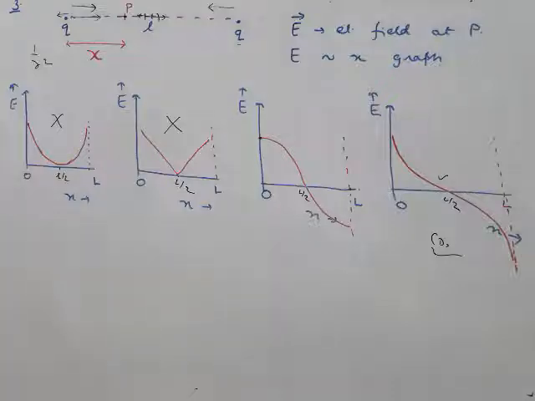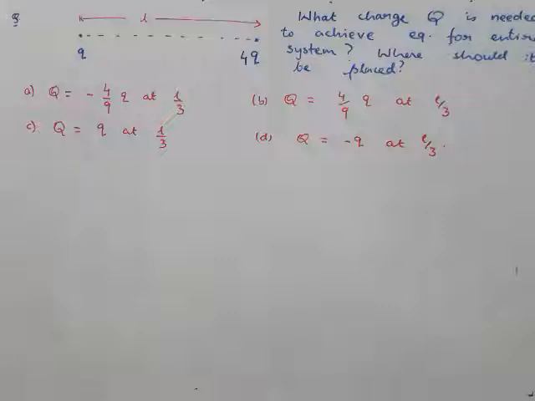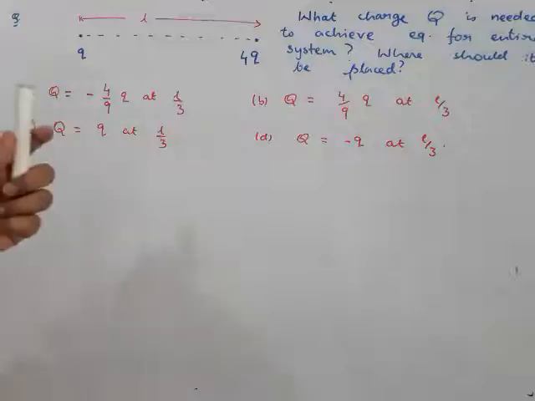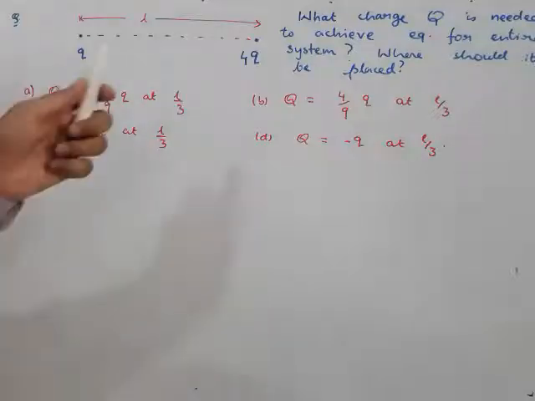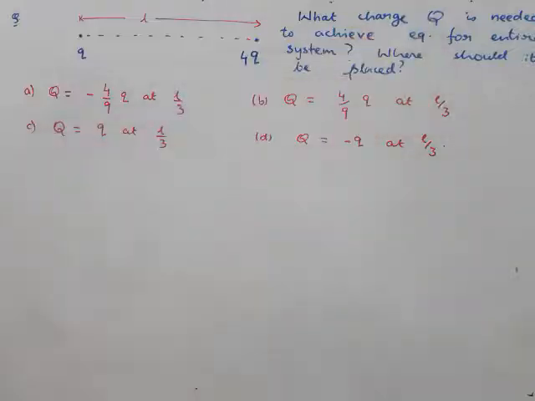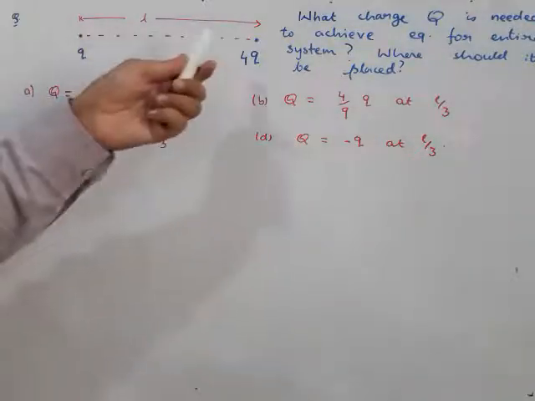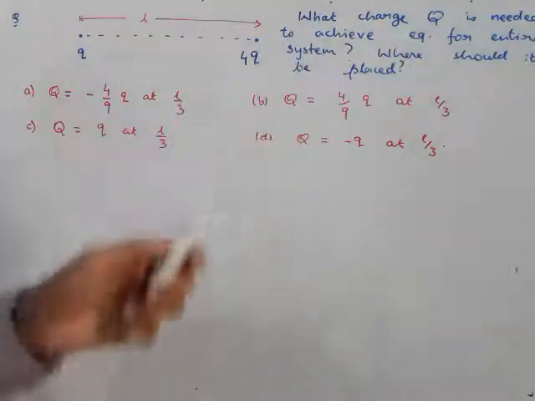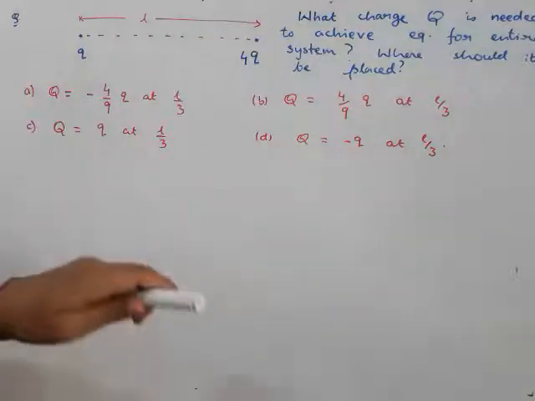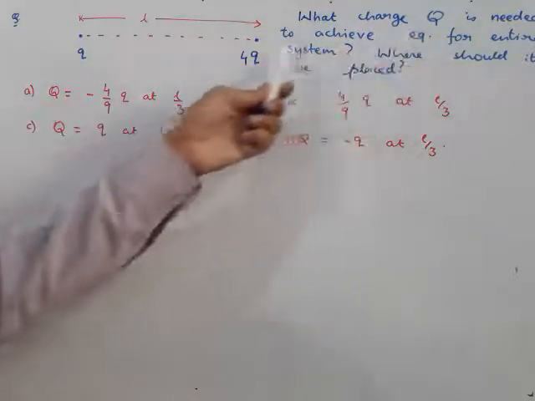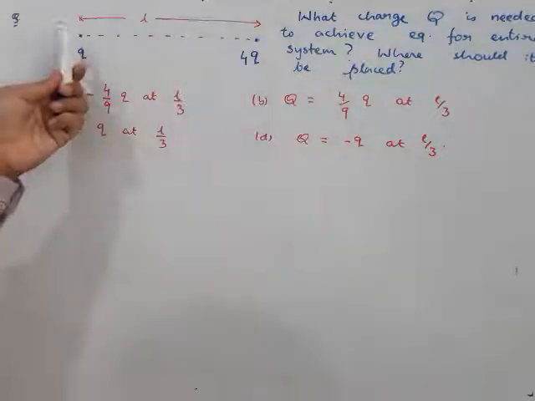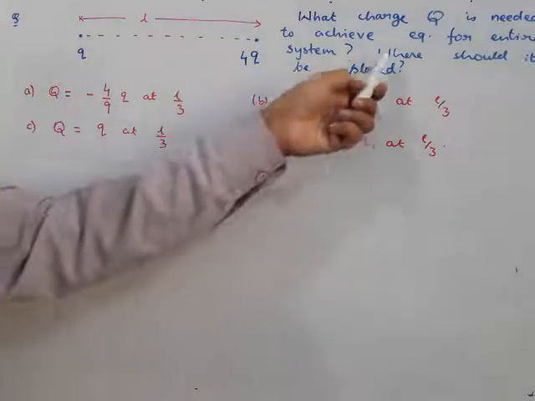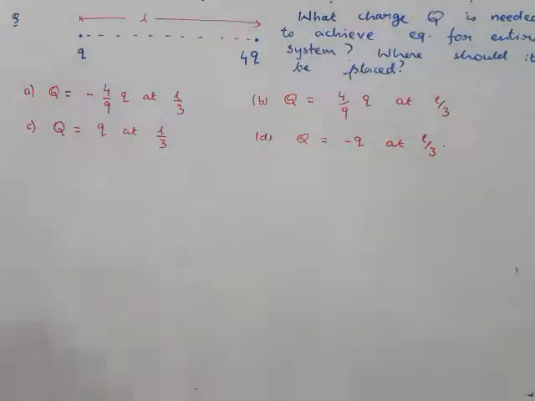Let's see the next question. There are 2 point charges, Q and 4Q. You have to find the position and value of another third charge, capital Q, such that the entire system of these two and this third charge achieves equilibrium. So the question is, what charge capital Q is needed to achieve equilibrium for the entire system? Entire system means this charge 4Q and the capital Q charge. And you have to also find the position of this capital Q charge.